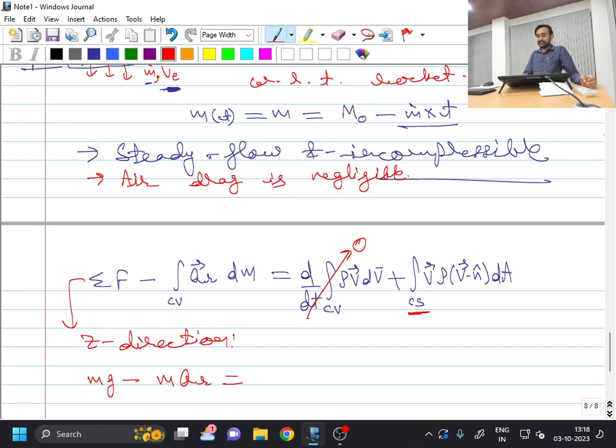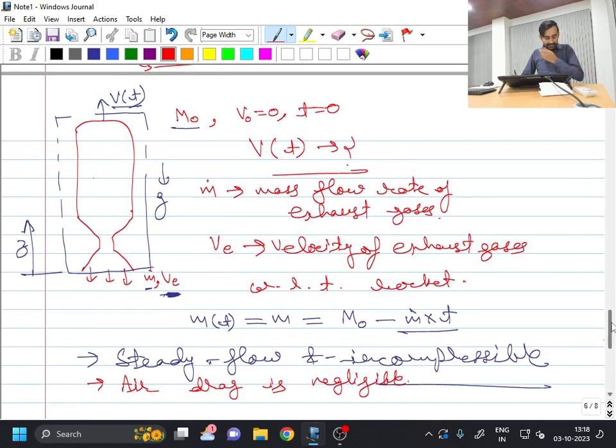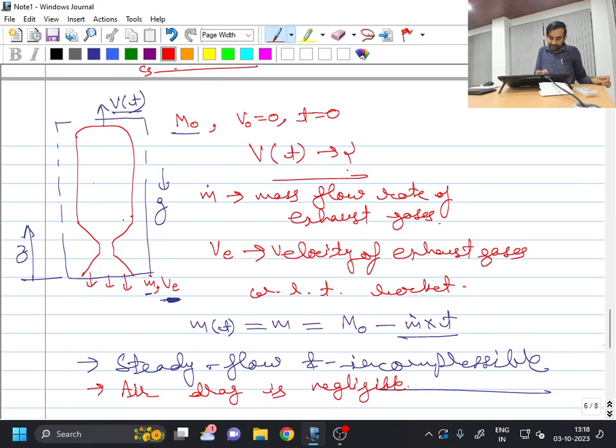Now I have to take the second integral across the control surface. If I consider this integral, you will find that on this entire surface of the rocket we have only one term through which mass goes out of the control volume. That is m dot, the mass flow rate, and Ve, the velocity. This is the assumption of a 1D flow. It is given that at every portion of the outlet, the gases are coming out at an average velocity of Ve.